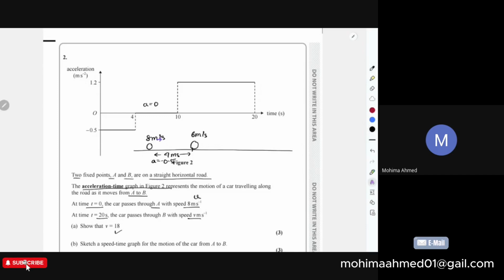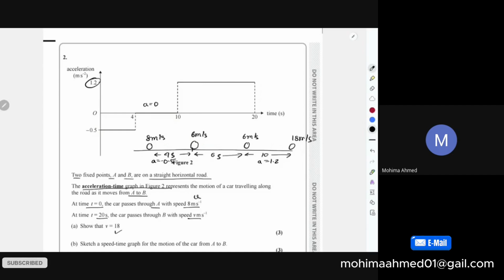But I know that after the first portion, the object's velocity was 6. From 6, within a second, it cannot go to a rest position, right? So from 6 to 10, it was moving with a constant velocity of 6 meters per second. That's what we understand from this diagram. So this 6 meters per second was maintained for the next 6 seconds. After that, in the last 10 seconds, the object was accelerating at 1.2. Now use a calculator: 6 plus 10 into 1.2.